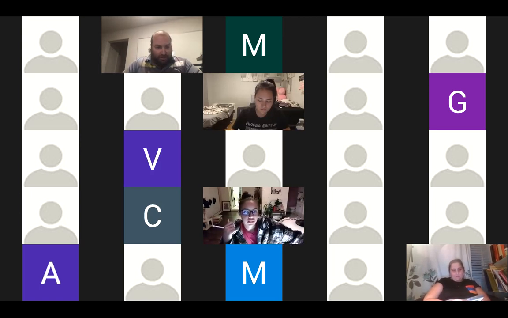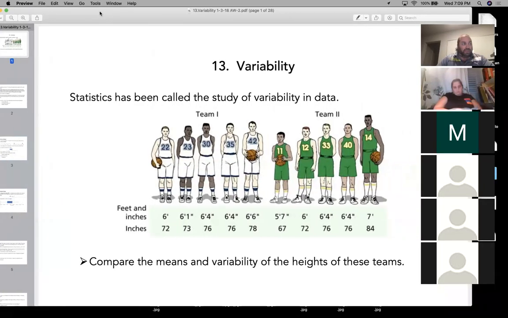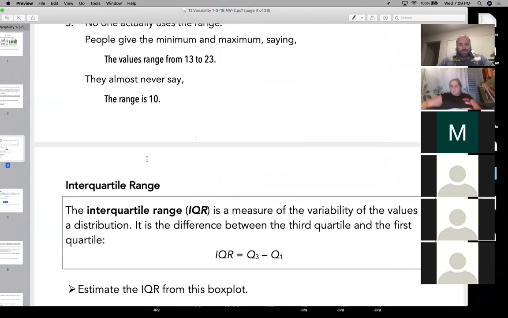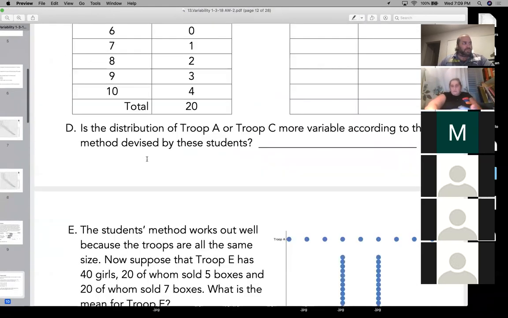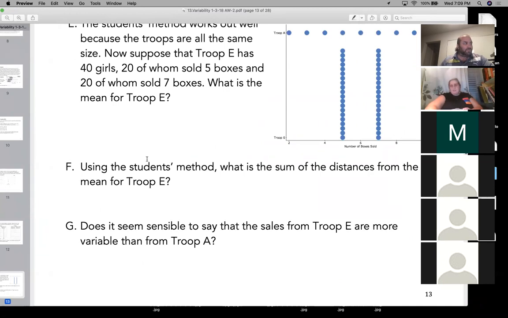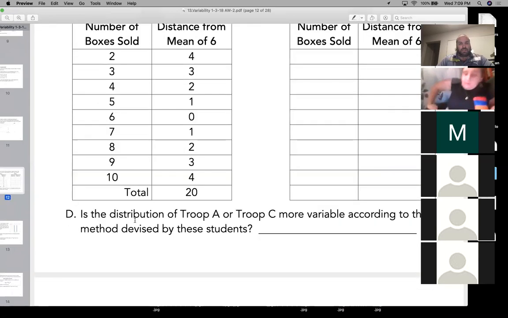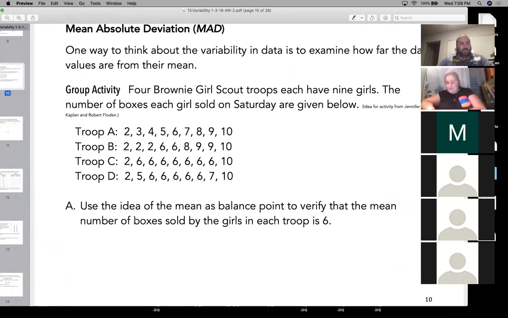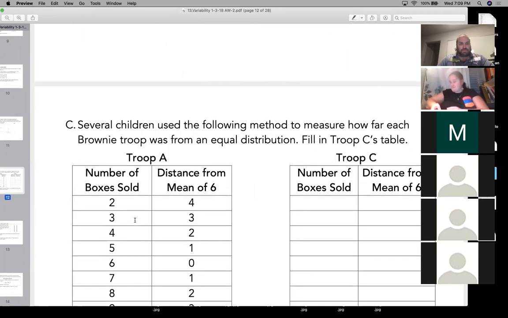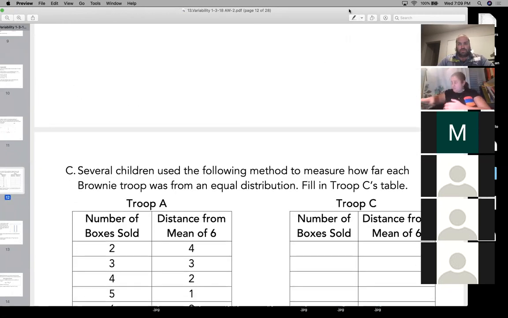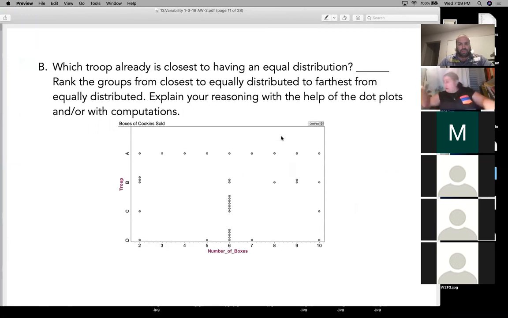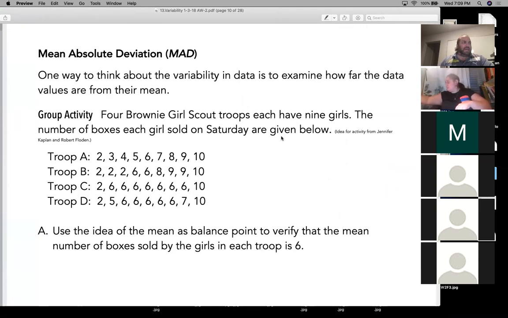So let's dive right in with me sharing my screen. And we are on variability. What did we get up to? Anyone remember? We were going to read the mean absolute deviation. Yes, that's right, because it was a little confusing. Okay, the mean absolute deviation, that's what we're up to, right? The mean absolute deviation.